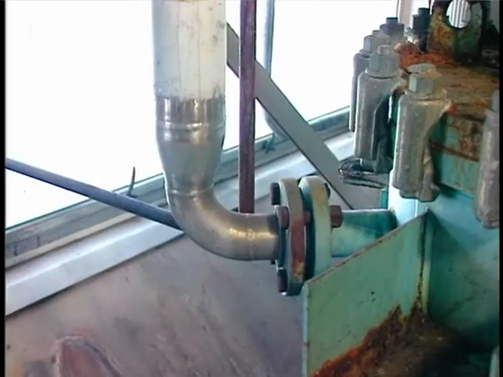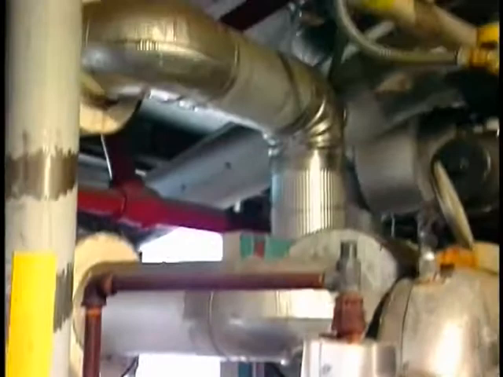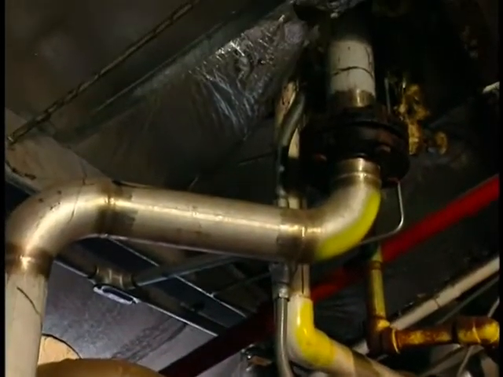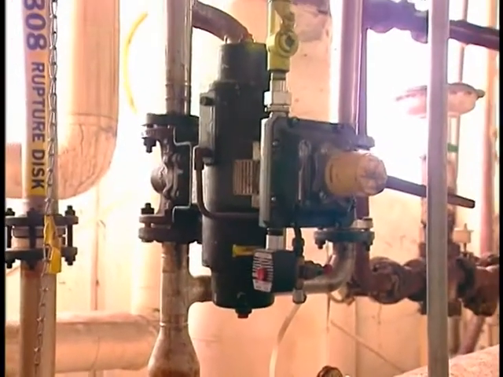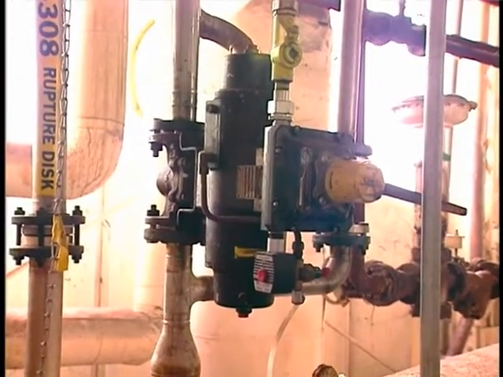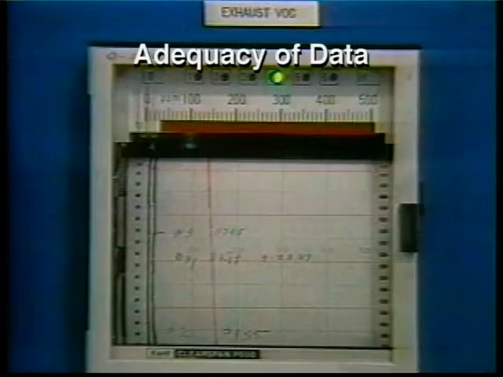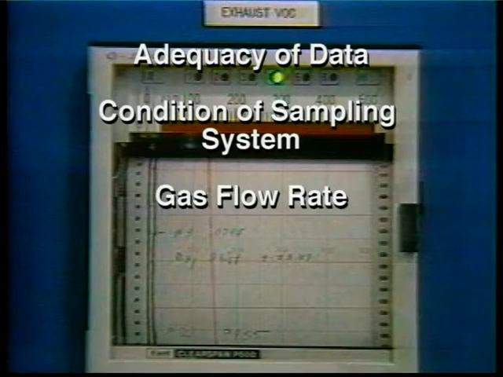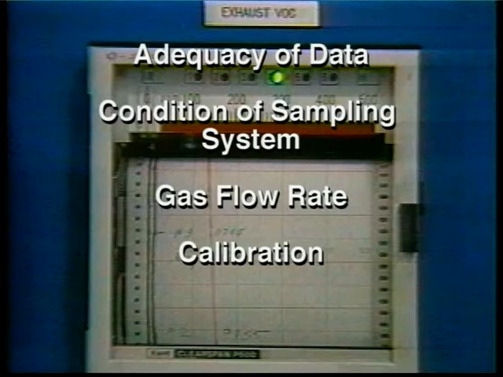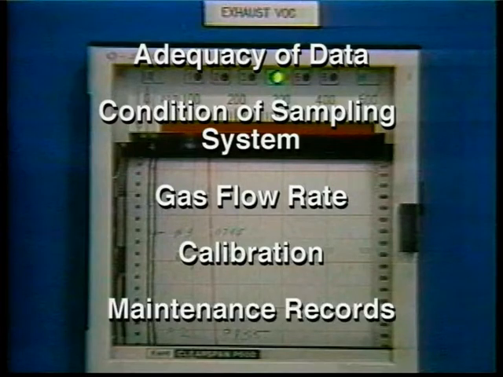The most direct measure of the performance of a condensation system is the organic vapor concentration in the outlet gas stream. However, most condensation systems do not have permanently installed analyzers. If there is an analyzer, the adequacy of the data should be checked as part of the overall performance evaluation. This would include an inspection of the condition and integrity of the sampling system, and a check of the sample gas flow rate. In addition, the calibration frequencies and procedures and the maintenance records of the instrument should be checked.